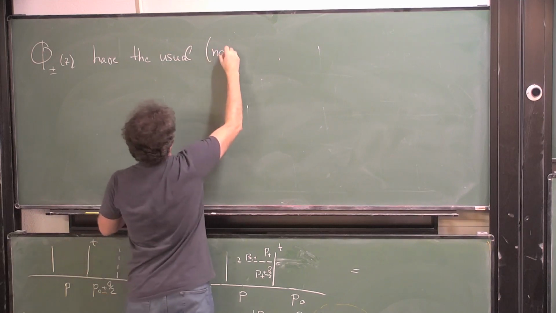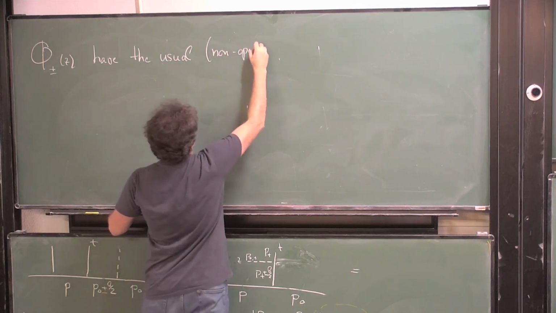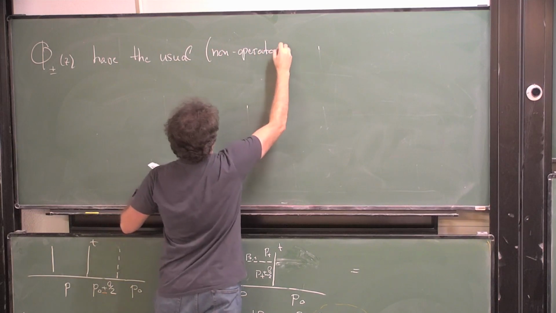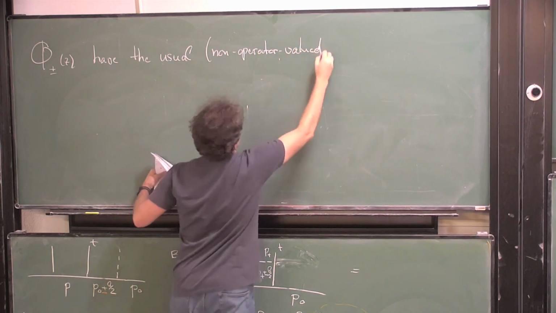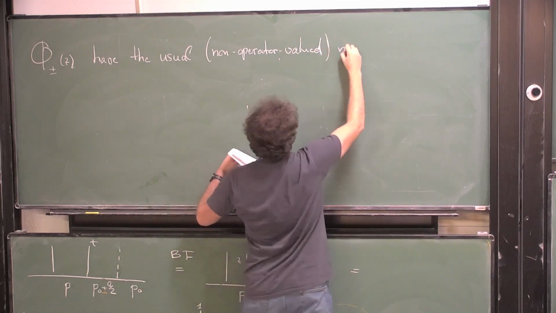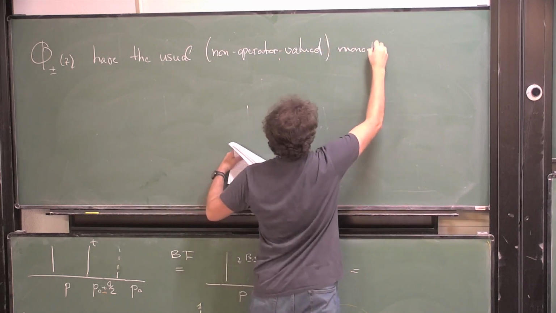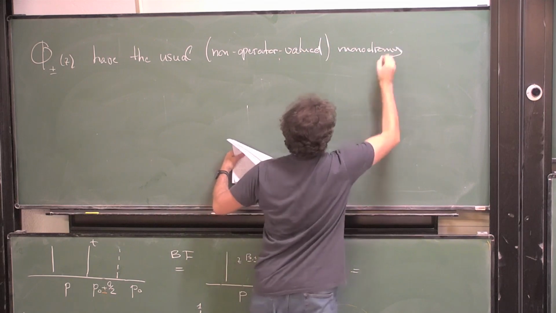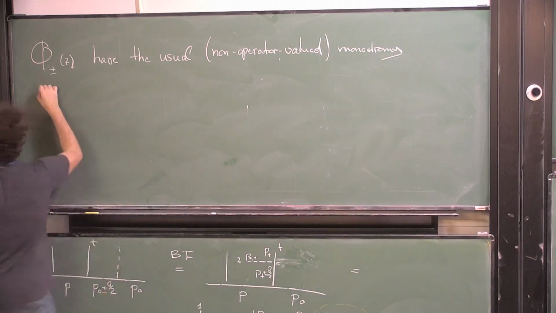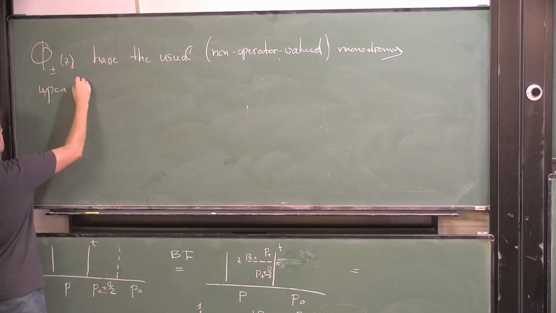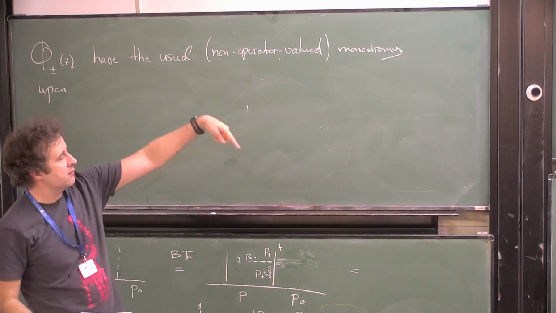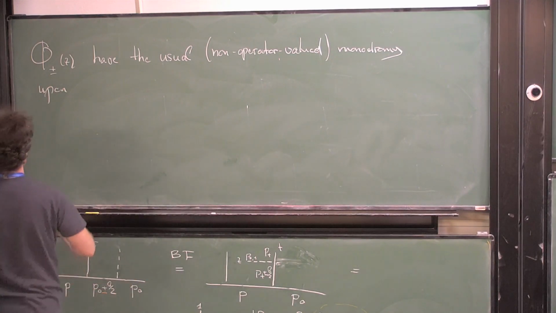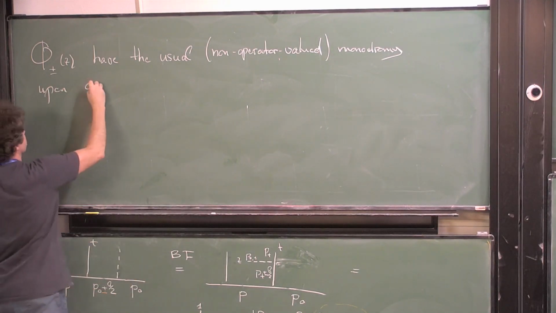So the usual non-operator valued monodromy, as we continue this Fourier transform in variable z on our punctured sphere.